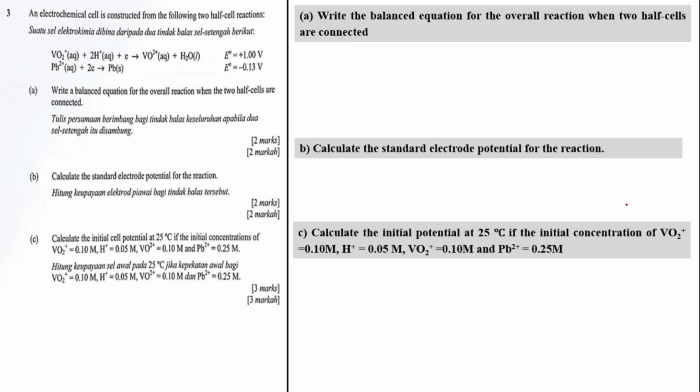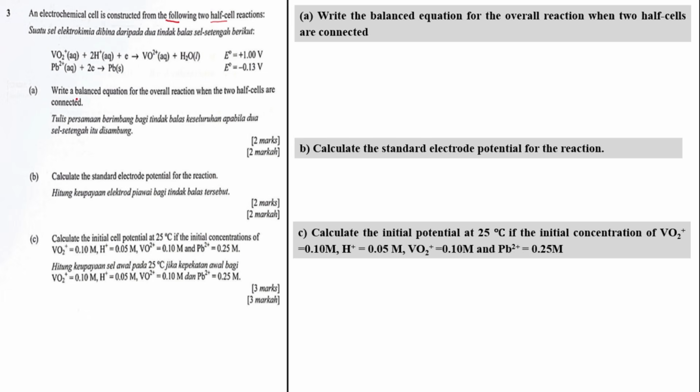So now for question 3, an electrochemical cell is constructed from the following two half-cell reactions. VO2 plus aqueous reacting with 2 mole of H plus aqueous and an electron in order to produce VO2 plus aqueous as well as water, and it has the SRP value of E naught equal to 1.00 volt. And the other equation is Pb2 plus aqueous accepting 2 electrons in order to produce Pb solid.